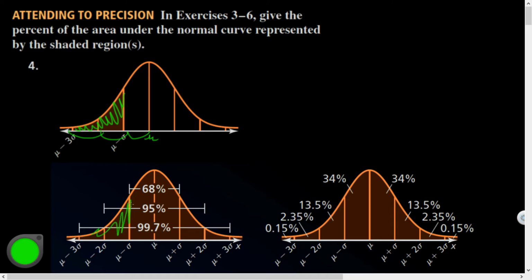It's a little bit trickier using this version, but this version's not bad at all, right? Let's use this guy right here. So if I want to find that, I would just simply add up the following, right? I would add 2.35% plus 13.5%. And what does that end up equaling? 15.85%. Questions on that one?